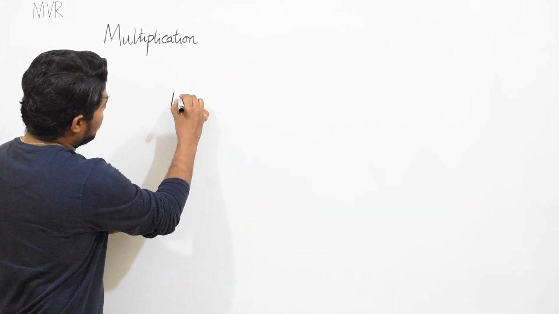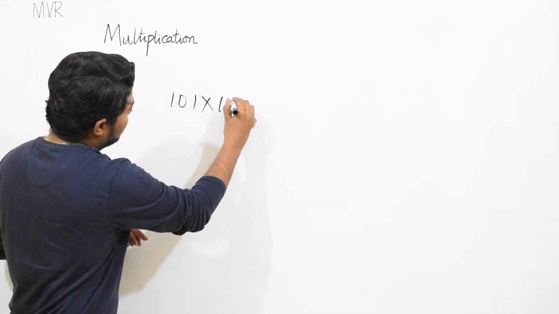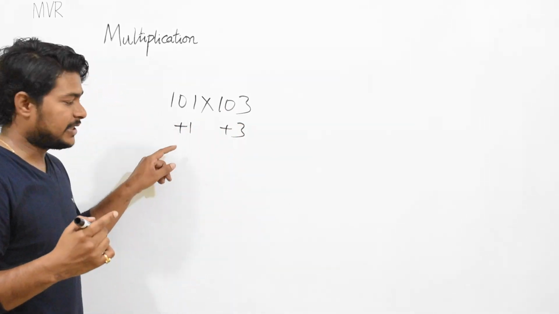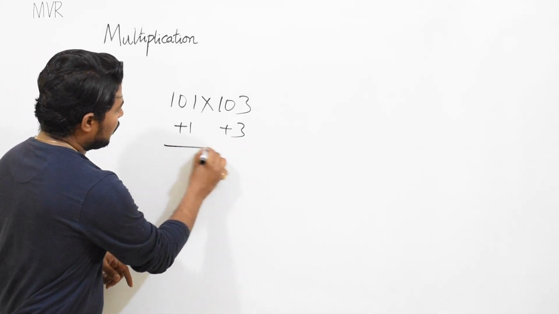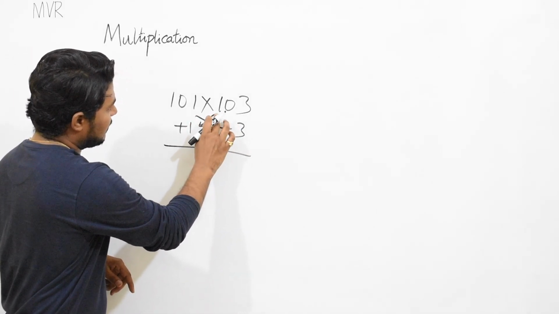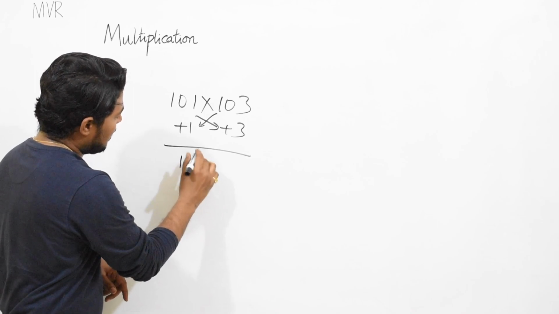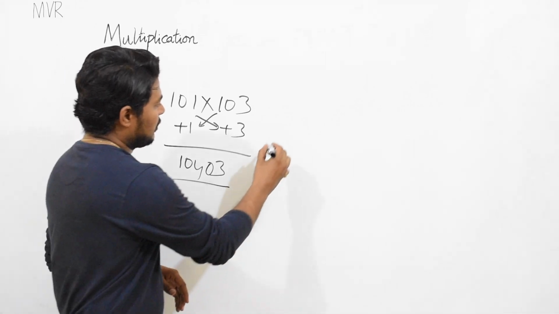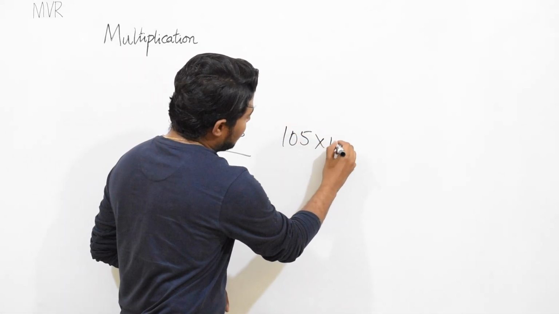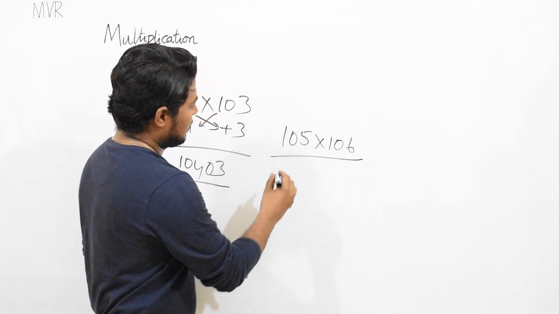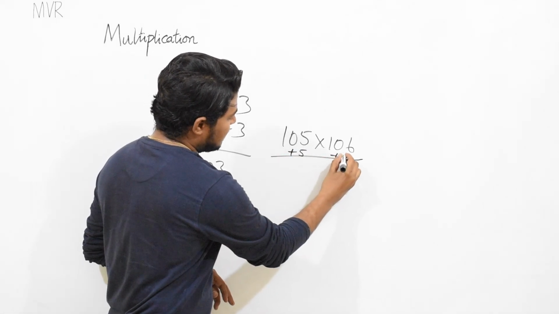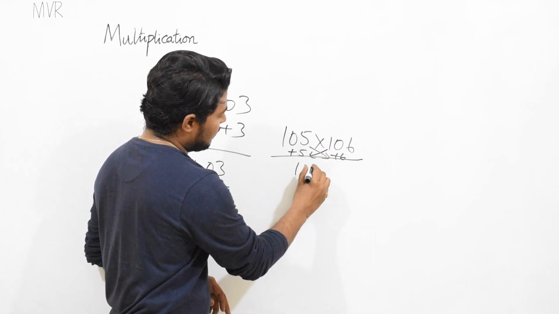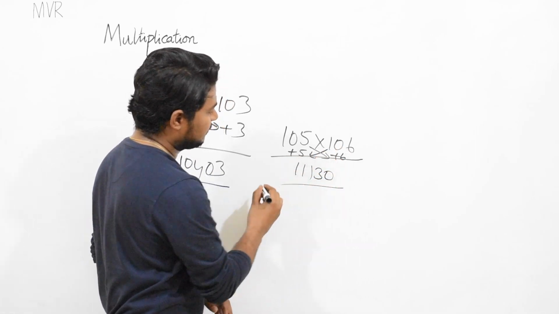Now 101 into 103. Here it is plus 1 and plus 3. It is 100 plus 1 and 100 plus 3. Now you can add crosswise: 103 plus 1 is 104, and 1 into 3 is 3. Now 105 into 106. Here this is plus 5, this is plus 6. You can add crosswise: 106 plus 5 is 111, and 5 into 6 is 30.